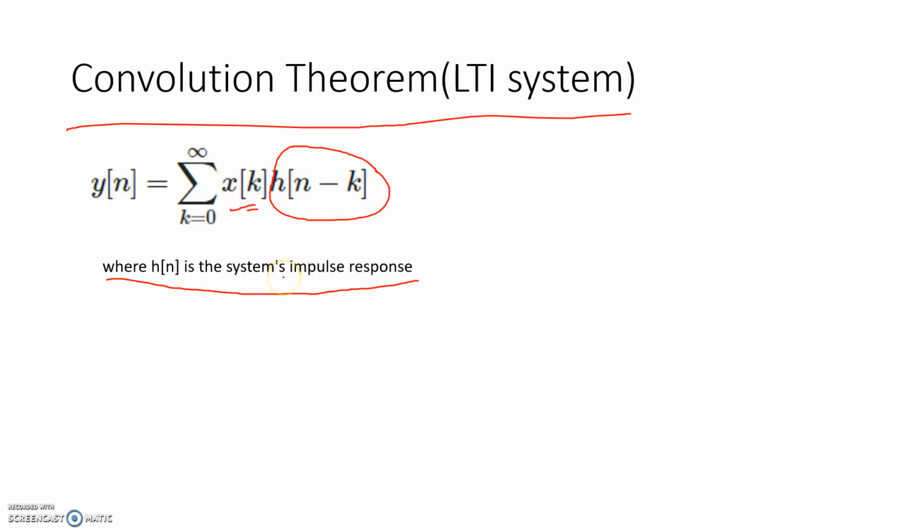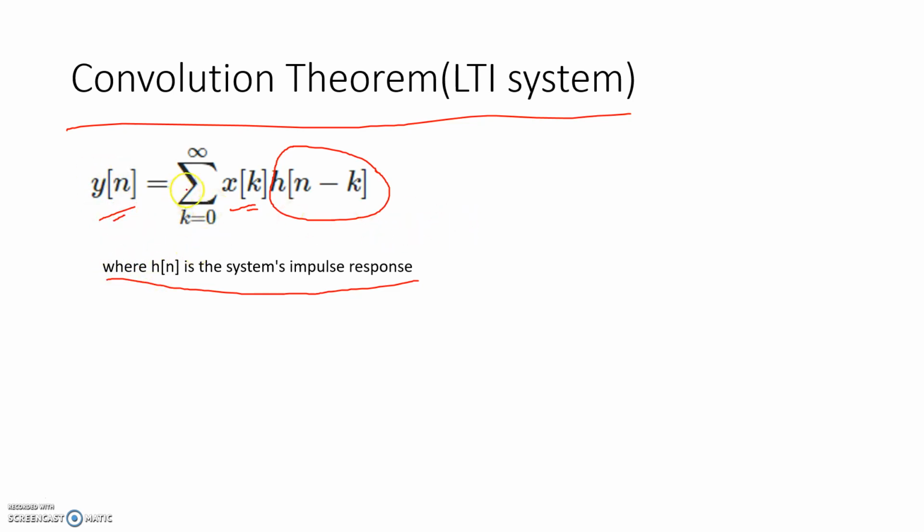So here comes the importance of the impulse response of a system. If you know the impulse response of a system, then you can determine h of n minus k, and x of k, the input which you are going to provide, you can determine, because you are the one providing the input. So you know the input, you know the system's impulse response, convolve them, and you will get the output, which is going to be y of n.